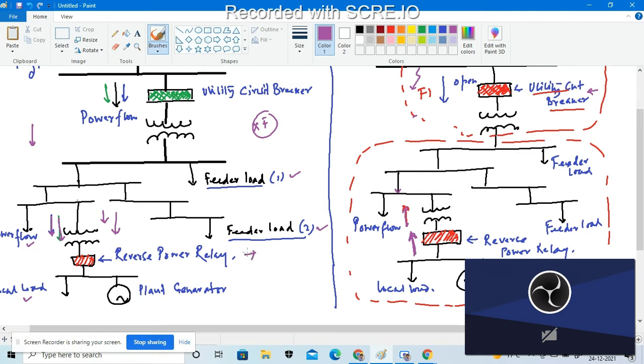The function of the reverse power relay is that if any such kind of pre-fault state appears, where power is fed to this particular plant, then due to the presence of the reverse power relay, the reversal of the power flow can be used to isolate this particular plant generator and the load that is connected across it from the remaining system.